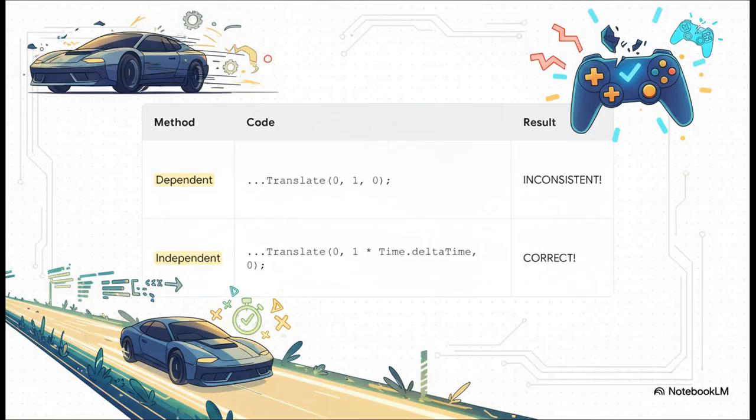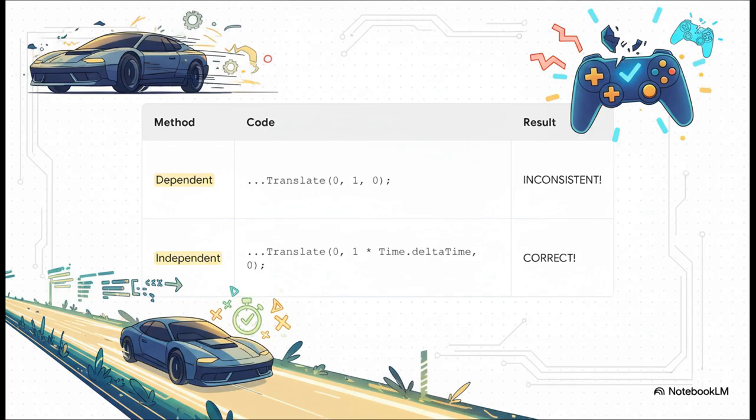This table really breaks it down. Look at the top row. That's our first attempt. It's frame rate dependent. That's bad. It leads to inconsistent experiences. Now look at the bottom row. This is the correct way. We tell the car to move 1 unit, but we multiply it by Time.deltaTime.